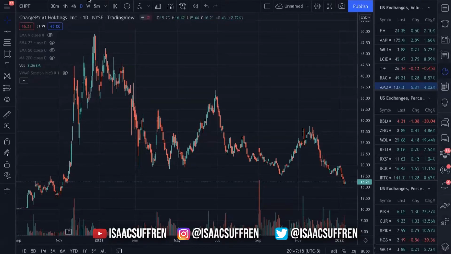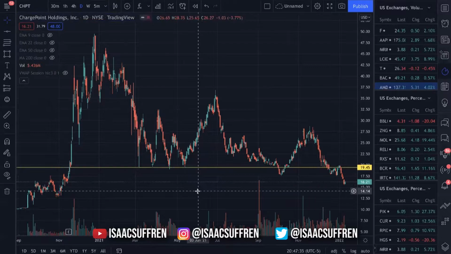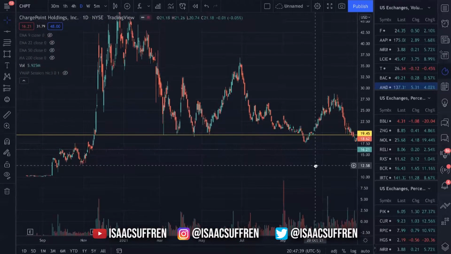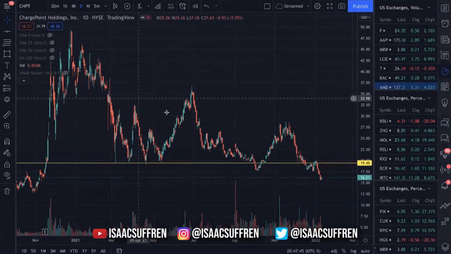Let's talk about CHPT, otherwise known as ChargePoint, right? The first thing I see is where the price continues to bounce or continues to reject. I automatically see this level right here. Right now the price is at 16.21, so honestly that's the only thing I'm worried about right now. I don't need to look at anything else above here.